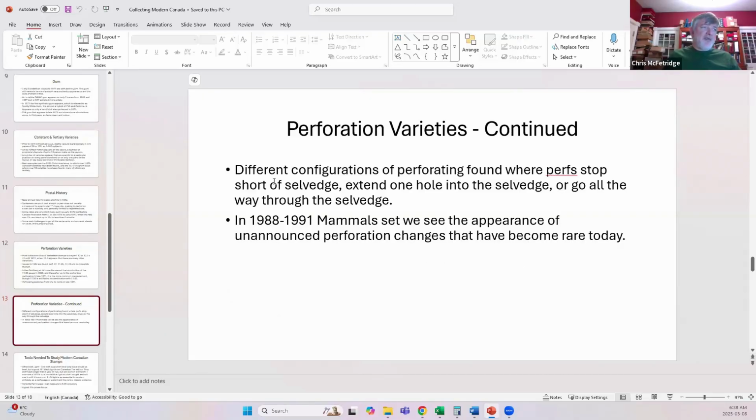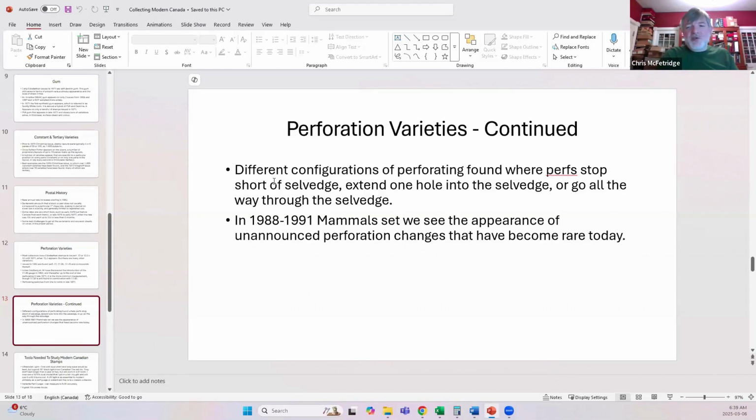Another variation you can find on perforating with modern issues has to do with the way the actual perfs are laid out on the sheet, so where they are on the selvage. You'll notice when you see some sheets of stamps that the perfs will stop right at the edge of the stamps and will not go into the selvage. The selvage will be imperforate. On other issues, you'll see a single hole extending beyond the row or the column of stamps, and that's what we call one extension hole. And then on others, you'll see the perforations go all the way through the selvage.